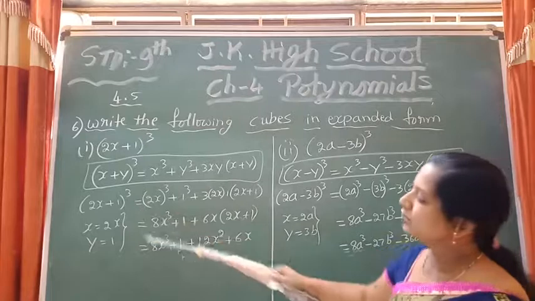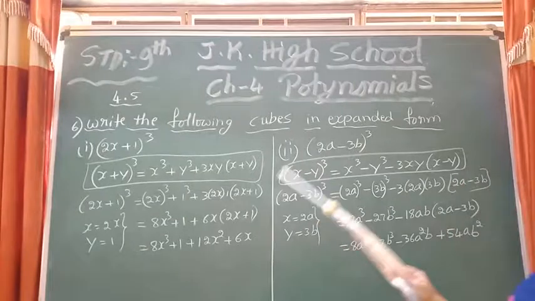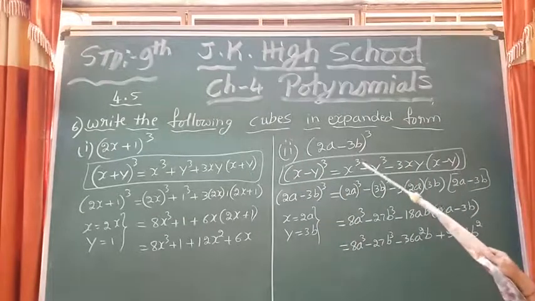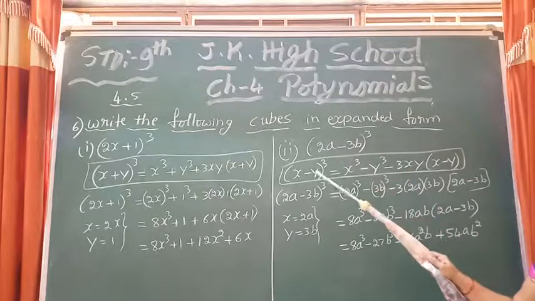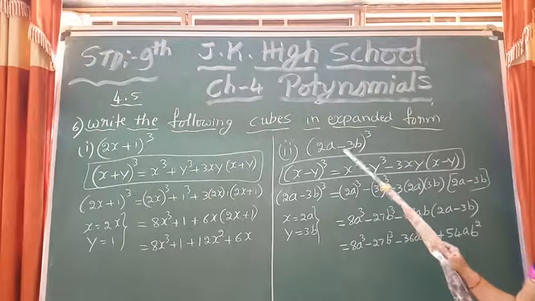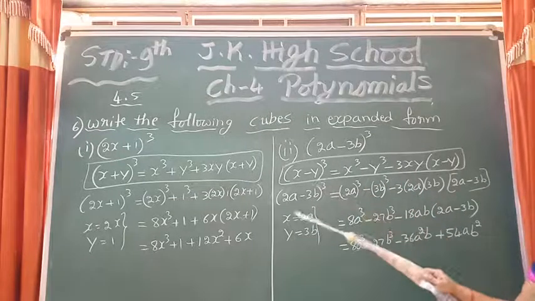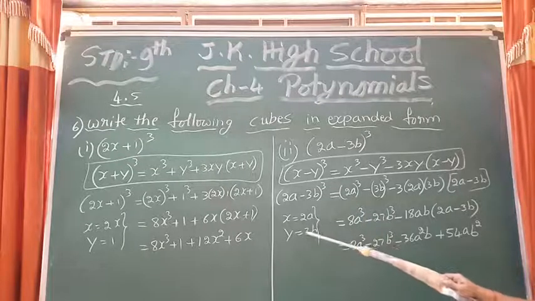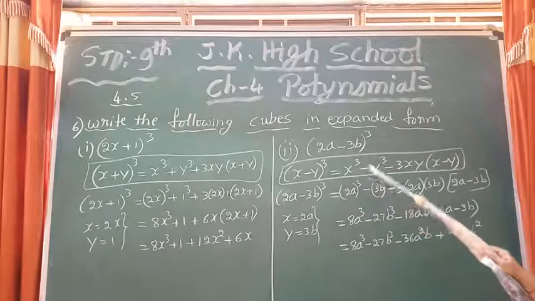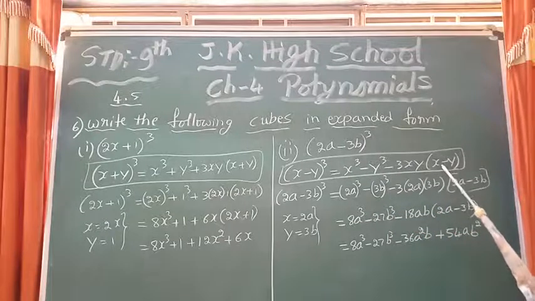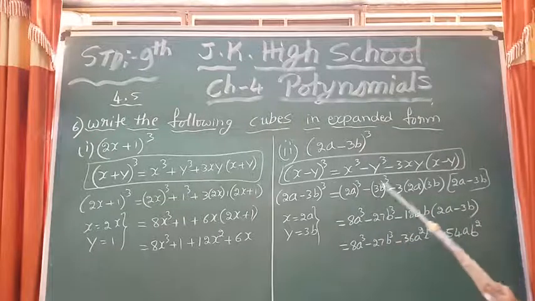Okay children, the given cube expansion is this one. They told us to expand, and according to this identity I have expanded. Here the next question is (2a − 3b)³. Compare with (x − y)³: in place of x, 2a is there, and in place of y, 3b is there. Write the identity (x − y)³ = x³ − y³ − 3xy(x − y). Substitute 2a for x and 3b for y and simplify.